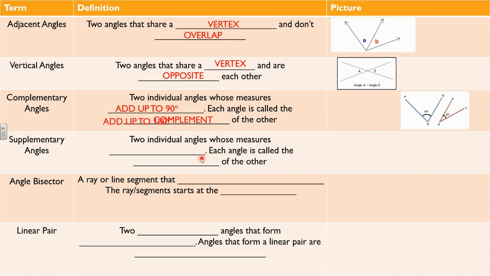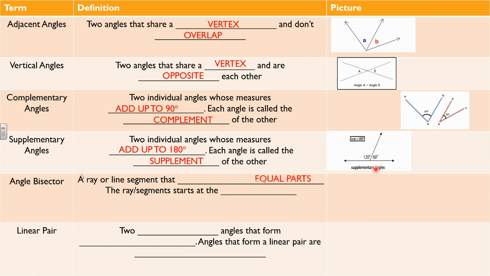Supplementary angles are two angles whose measures add up to 180. We just saw what a 180-degree angle looks like. Each angle, again, is the supplement of the other. A quick example would be right here: 60 and 120. These two angles would be supplementary angles, because their sum adds up to 180.